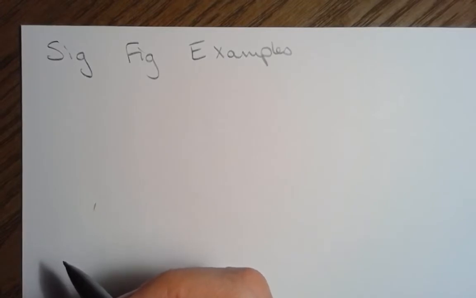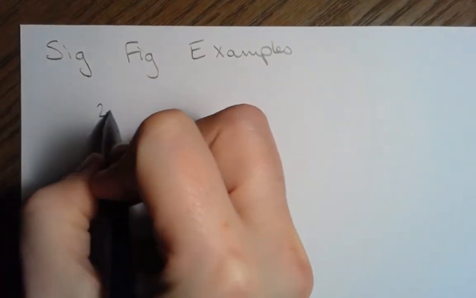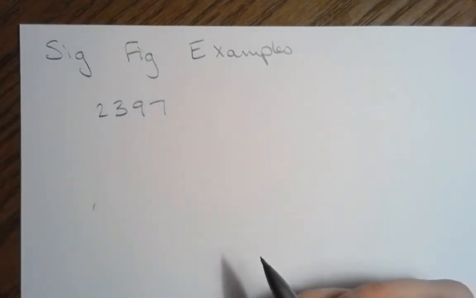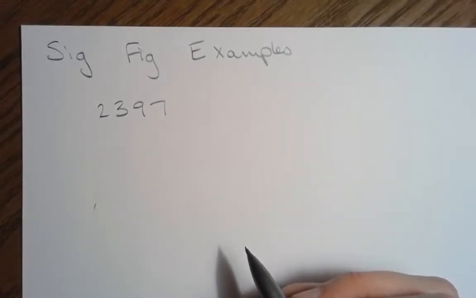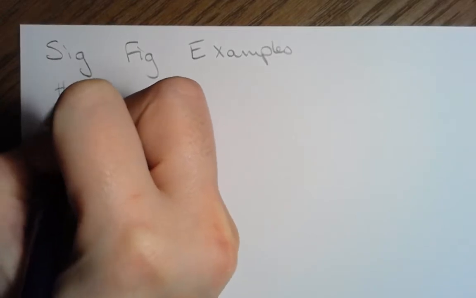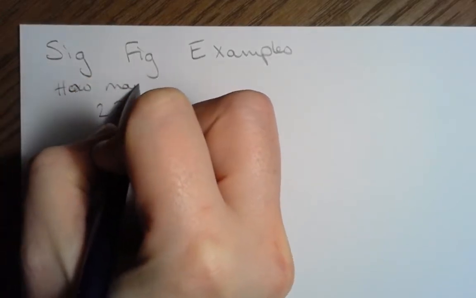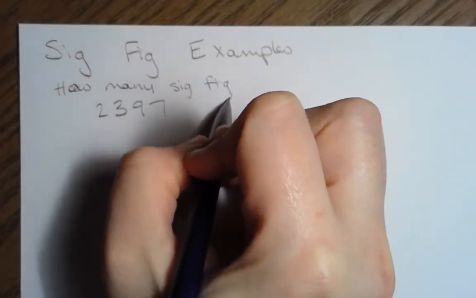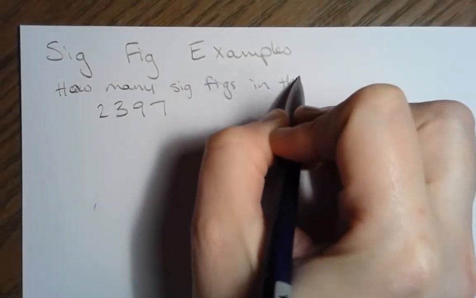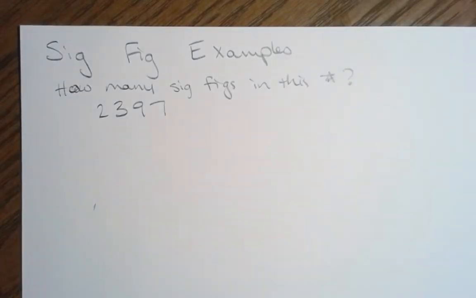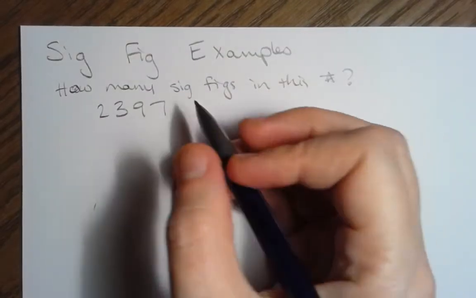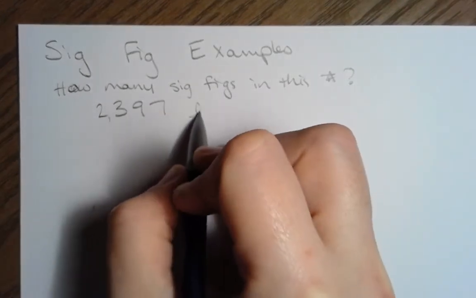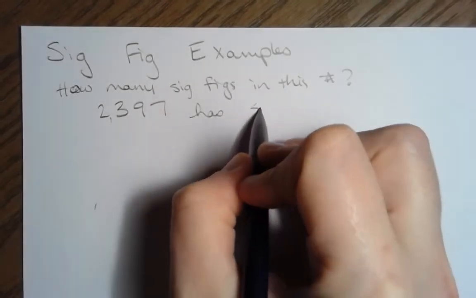Okay, so you figured out that a number like that has no zeros in it. Thank goodness. So if the question is how many sig figs are in this number, don't overthink it. The number 2,397 has 4 sig figs.